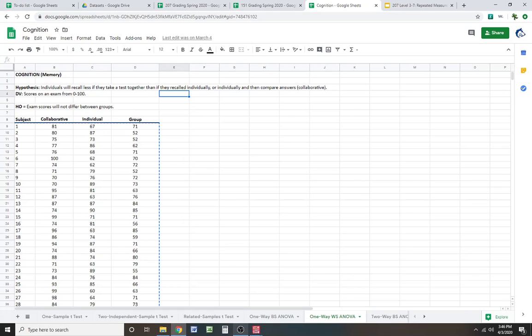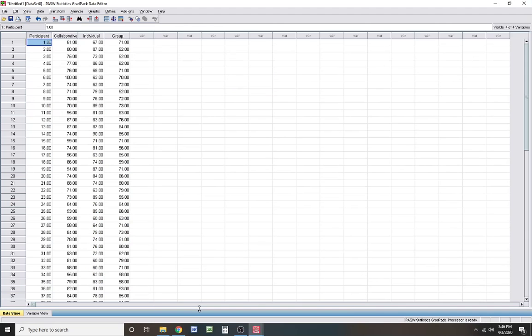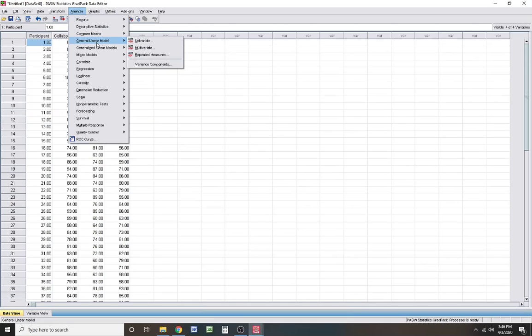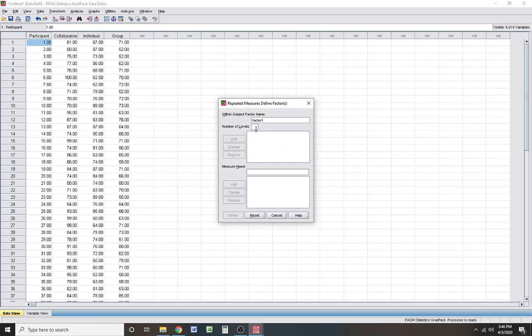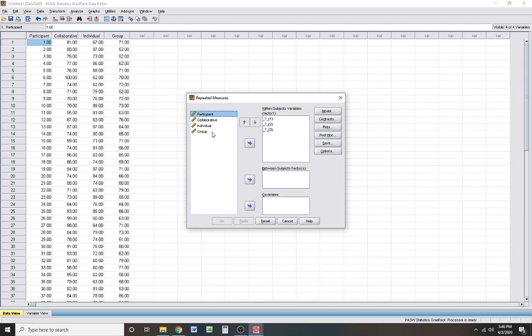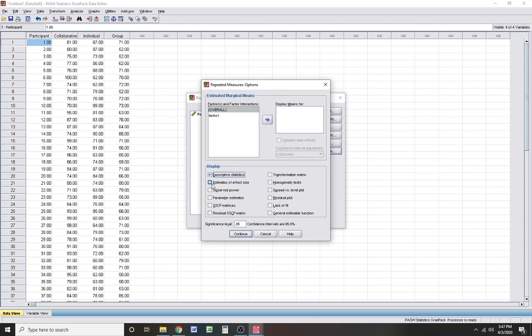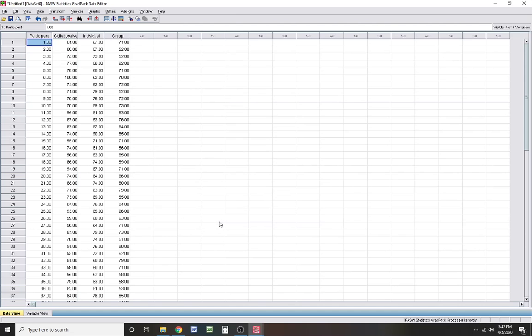So I put all these numbers into SPSS, and we're going to see if there's really a difference between those groups. So again, we go to Analyze, General Linear Model, Repeated Measures. We have a factor. You could name it whatever you want. For now, I'm just going to leave it as factor. But it does have 3 levels, so we add that. Got to define it. So we put in our 3 columns that represent the 3 levels of our variable. We go to Options. We ask for descriptives and effect size. And then over here is how we ask for our post hocs. So I say continue. We run our results.